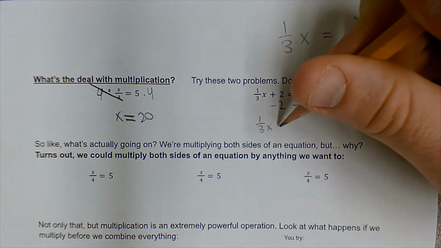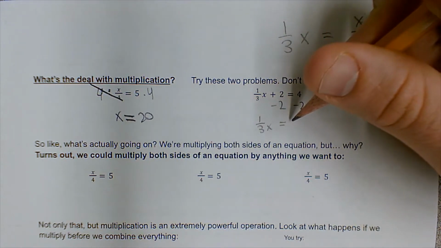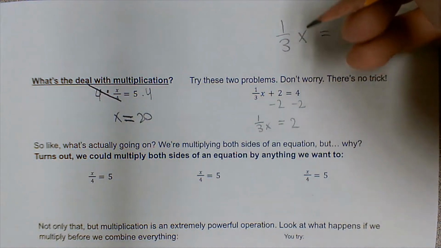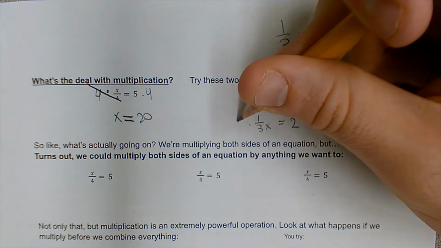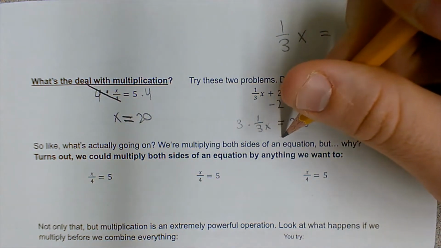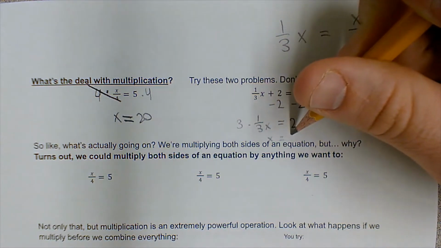So I subtracted 2 from both sides, and I found that 1/3 x equals 2. Now that I've dug towards my x, I can finally get rid of the 1/3 by multiplying both sides by 3. x equals 6.